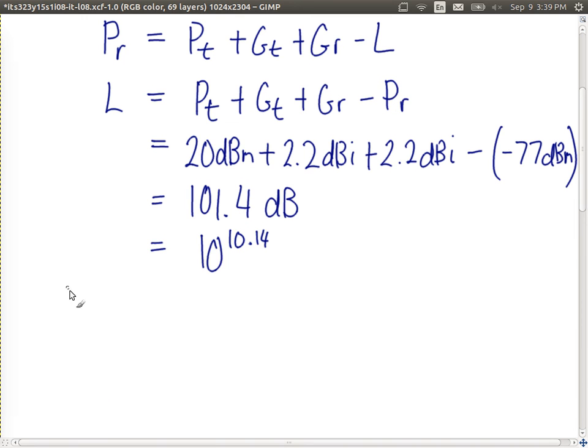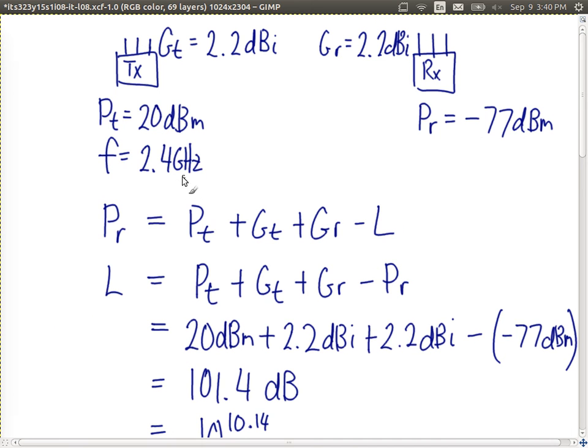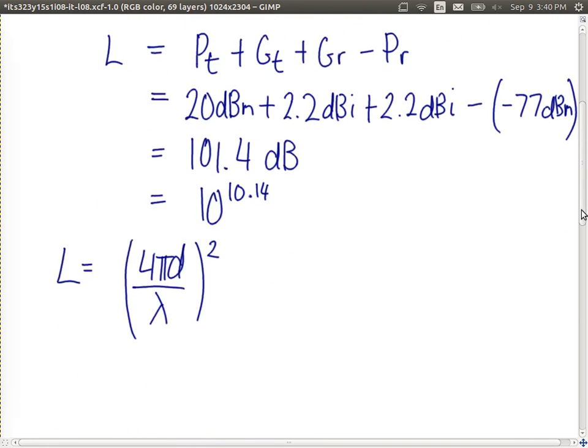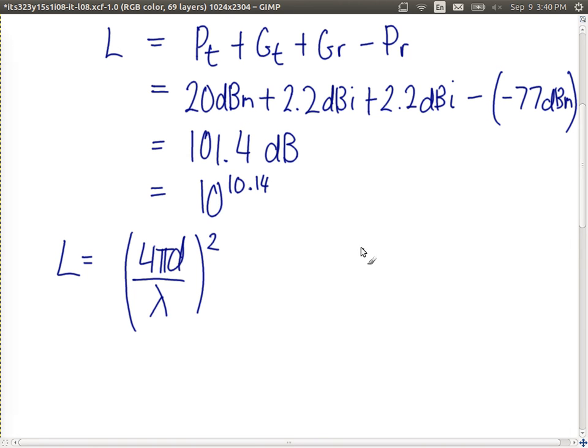The free space path loss model tells us loss, not in dB. Be careful, L here is not measured in dB, it's the absolute value. Equals 4 pi D divided by lambda, all squared. What's lambda? We'll need that. What was our frequency? 2.4 gigahertz. So we can calculate the wavelength. Let's do it here.